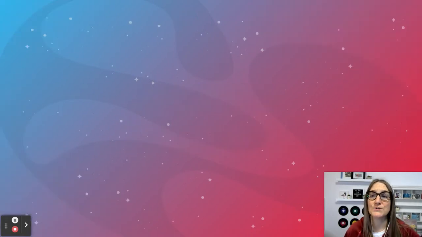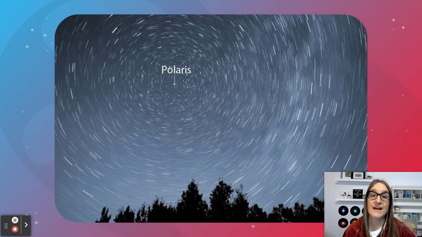In order to do so, we have to understand about a very special star that we have in the northern hemisphere. Now, in the northern hemisphere, the stars in the night sky seem to rotate around a central point, a star called Polaris. Polaris is also known as the North Star, and the reason for that is that it's located pretty much directly above the North Pole.